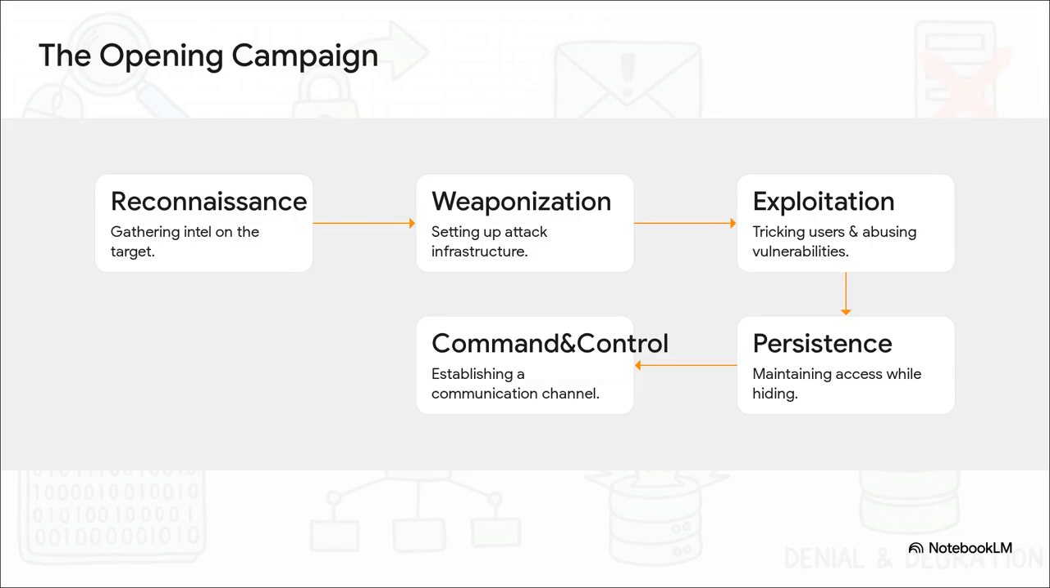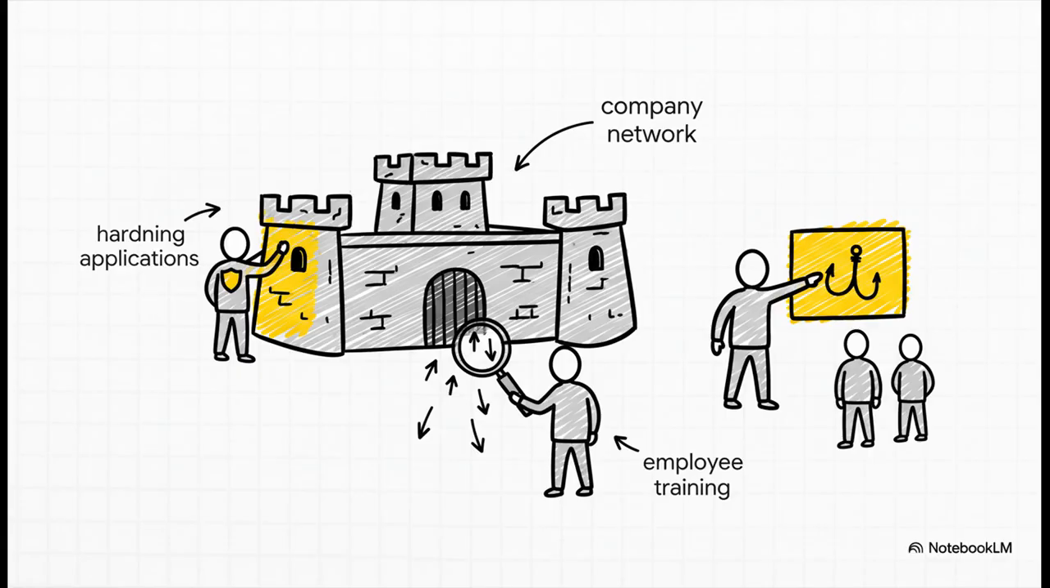Next up, weaponization. This is where they build their tools and set up their infrastructure. Then comes the main event, social engineering or exploitation, where they actually trick a user or abuse a vulnerability to get in. But they're not done. Once inside, they need to establish persistence, a way to stay in, and then they set up what's called a command and control channel so they can talk back and forth with the system they just compromised. So you can see how knowing these specific steps is just invaluable for defenders, right? It tells you exactly where to put your energy early on.